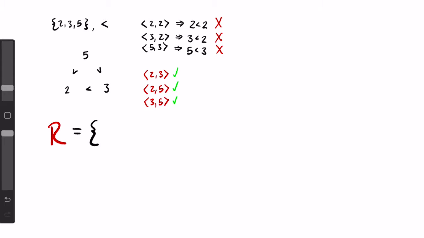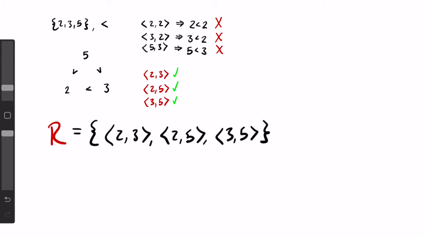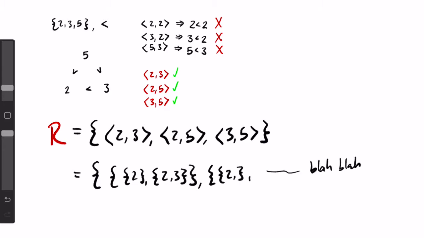R equals the set of the ordered pairs (2, 3), (2, 5), and (3, 5). Using our definition of ordered pairs, we could also write R equals the set of the set of the set of 2, and the set of 2 and 3, and the set of, you get the idea. But we would never actually write it like this for obvious reasons, except to prove something specific about R.